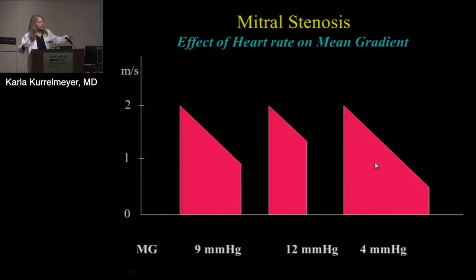So this is one with a very long diastolic filling period, so for the mean gradient, you've got some tall 4V squareds, you've got some short ones, and the mean is going to be quite low. When the heart rate's really fast, the diastolic period is very shortened, and all your gradients are tall, and so your mean gradient's going to be much higher.